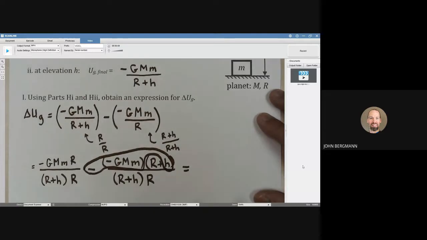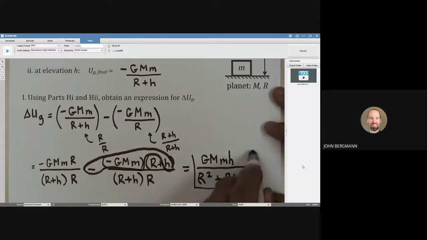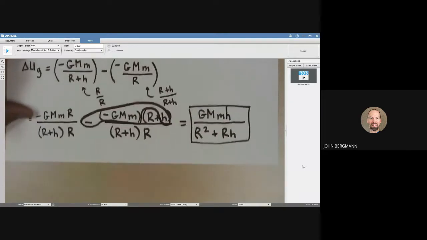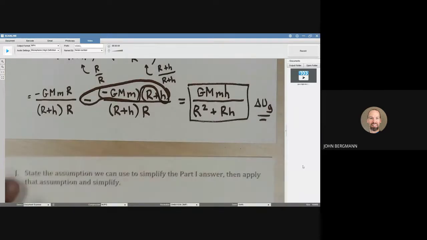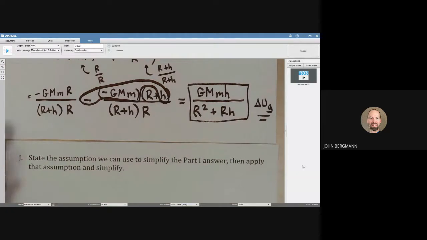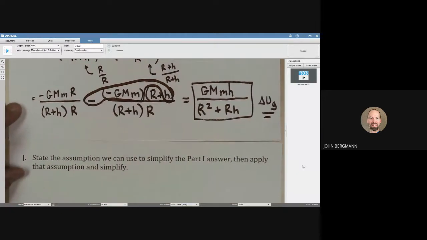Stop the video if you need to and check to make sure I've done that right, but I think we're good there. Big G, big M, little m, H, and then in the denominator, we've got, I'll go ahead and distribute that as well, R squared plus R times H. What does that mean for us? That's our change in gravitational potential energy when we used absolute gravitational potential energies.